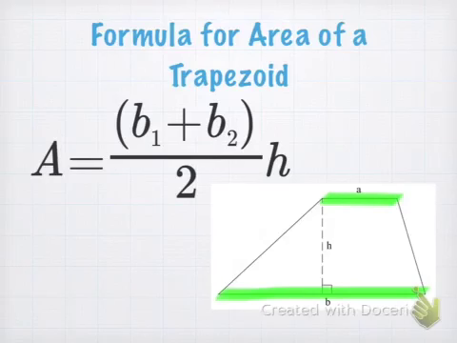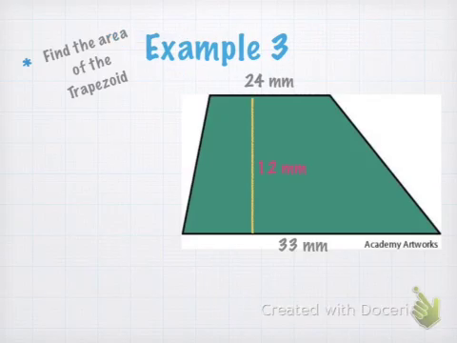So if we add them together and divide by 2, we actually end up getting an average of the two of those. So then you're simply going to multiply it times your height, just like you would if you were solving for a triangle. So we're going to be using this formula in order to do our first example.